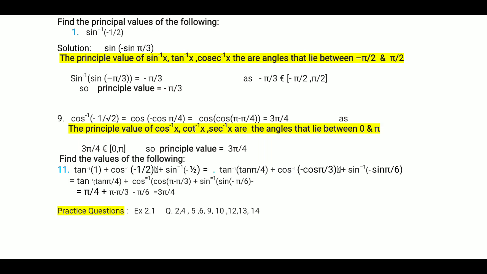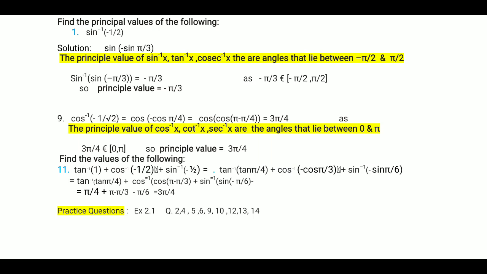So this becomes cos inverse of cos of pi minus pi by 4. That is, removing cos inverse cos, we get 3 pi by 4, and 3 pi by 4 belongs to 0 to pi. So the principal value is 3 pi by 4.